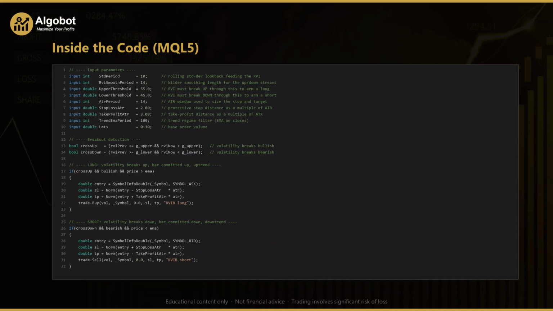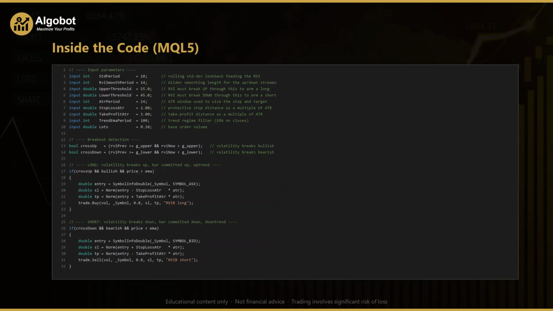Just below, two Boolean flags do the core detection. Cross-up is true when the previous RVI reading was at or below the upper threshold and the current reading is above it. Cross-down is the reverse, true when the RVI drops from at or above the lower threshold to below it. Now look at the long block.